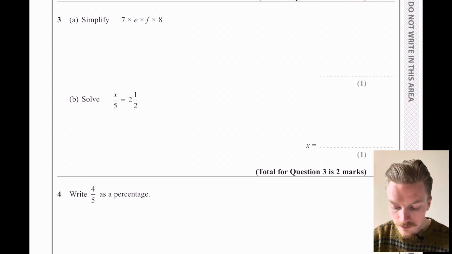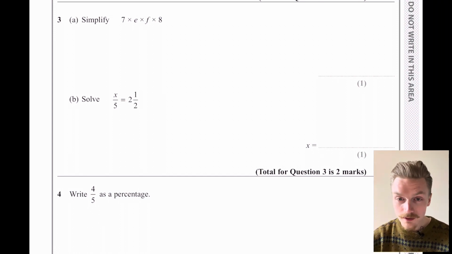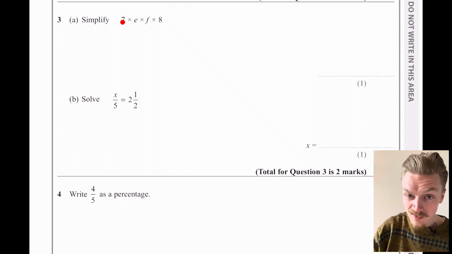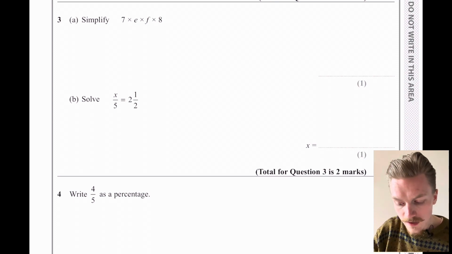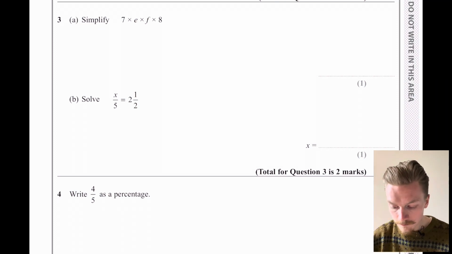So we've got 7 times e times f times 8. And we can see we've got 3 different kinds of terms here. We've got 7, that's a number. We've also got 8, which is another number. And then we've got 2 different variables. We've got e and we've got f. And we're multiplying all these things together.